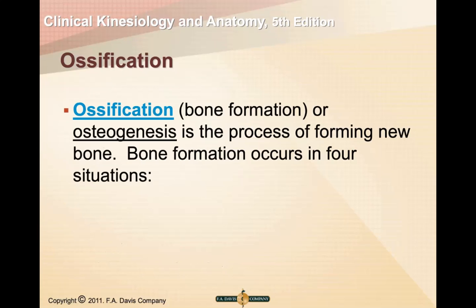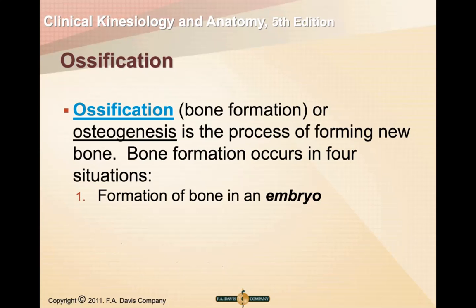Okay, let's talk about what ossification is. Ossification is bone formation, okay? Another name for it is osteogenesis. That means osteo is bone, and genesis means beginning. So this is the beginning of bone, this is bone formation. Bone formation occurs in 4 different situations.